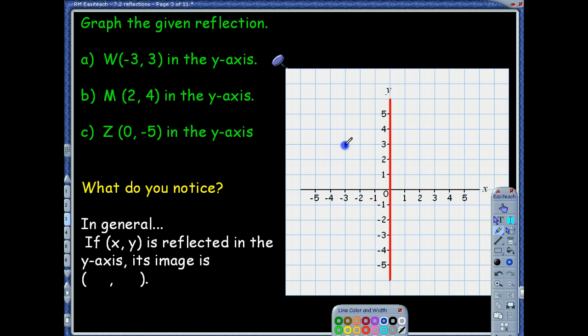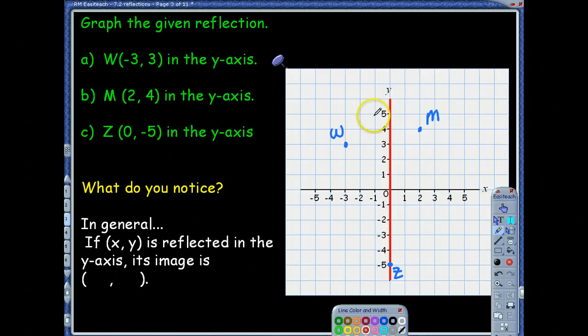So I'm going to go ahead and label that as point W. And M will be at 2, 4. And Z is going to be at 0, -5. And we're going to then come up with the image of these points.